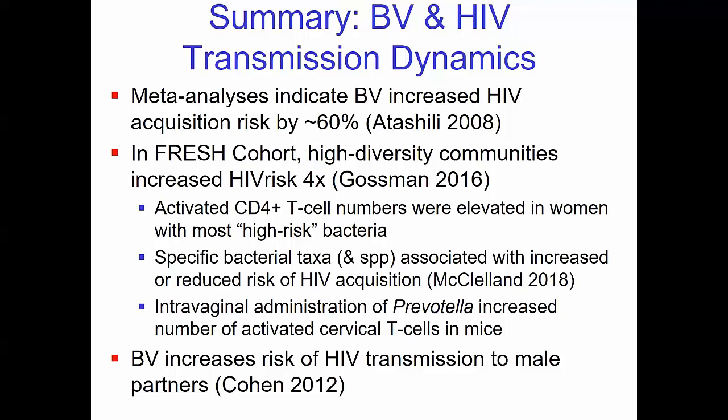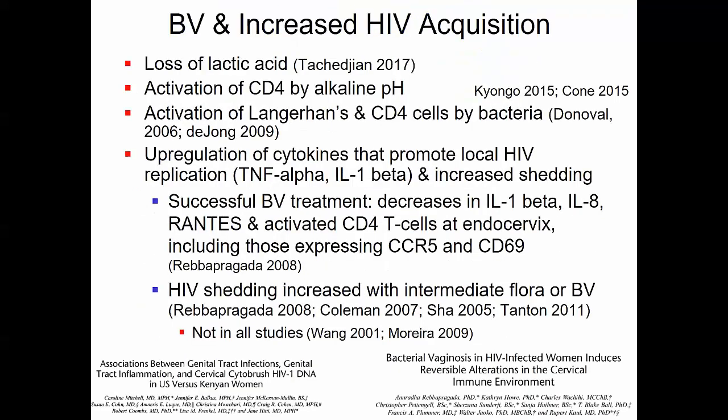There were specific bacterial taxa that have been associated with reduced or increased risk, and that's what Scott showed and what we have showed subsequently in the VOICE data. And we know that BV increases risk of HIV transmission to male partners from Craig Cohen's data. So then the question is, how does this happen? And I'll just sort of leave you with a few intriguing, I think, hypotheses.